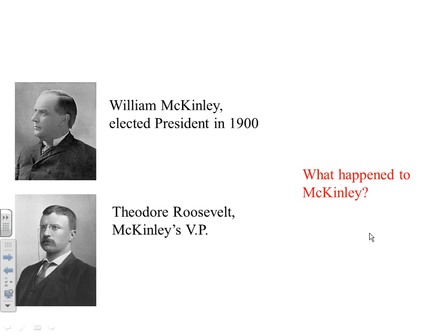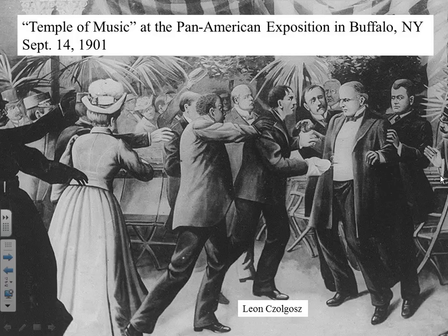Now here, this red question, what happened to McKinley, is an important one because the answer to this question is going to have tremendous implications on the life and political career of Teddy Roosevelt. The answer to the question is McKinley is assassinated. He's shot.